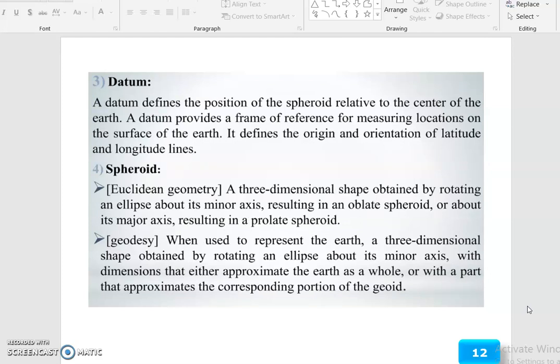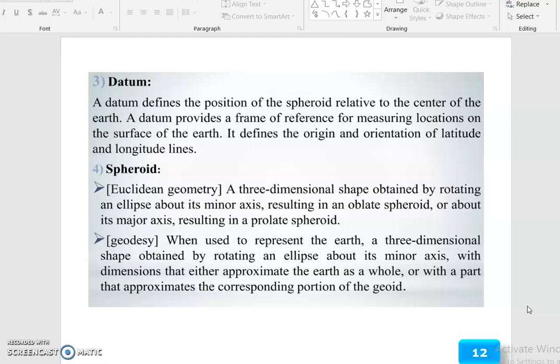So then datum. A datum defines the position of the spheroid relative to the center of the earth. A datum provides a frame of reference for measuring locations on the surface of the earth. It defines the origin and orientation of latitude and longitude lines. Then spheroid. In Euclidean geometry, a three-dimensional shape obtained by rotating an ellipse about its minor axis, resulting in an oblate spheroid, or about its major axis, resulting in a prolate spheroid.